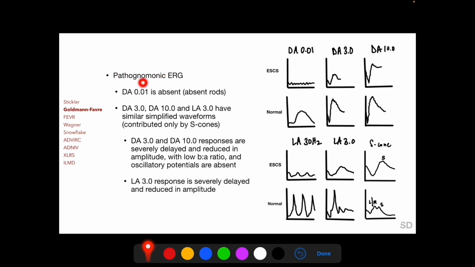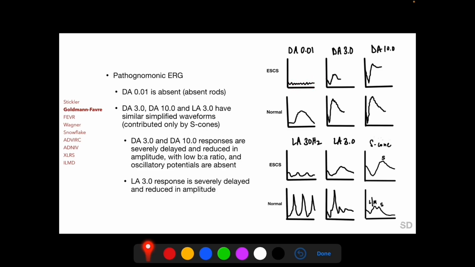ESCS has a pathognomonic ERG and is one of the three entities to have pathognomonic ERGs, the other two being bradyopsia and cone dystrophy with supranormal rod responses, which we have discussed in previous sessions. Since rods are absent in ESCS, the response to the DA 0.01 stimulus is absent in ESCS.